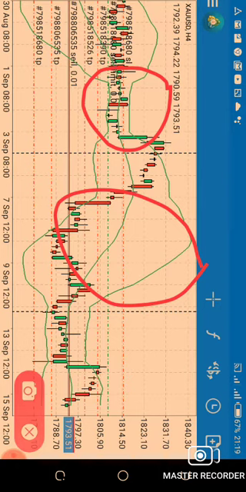And there are times whereby, okay, this is what will happen. Let me add the stochastic oscillator and see what happened at that squeeze. Let's add the stochastic oscillator.